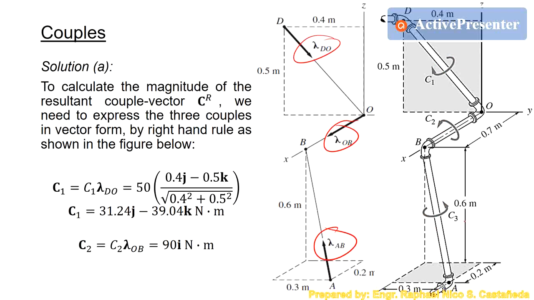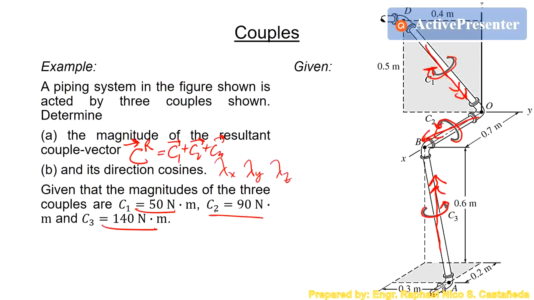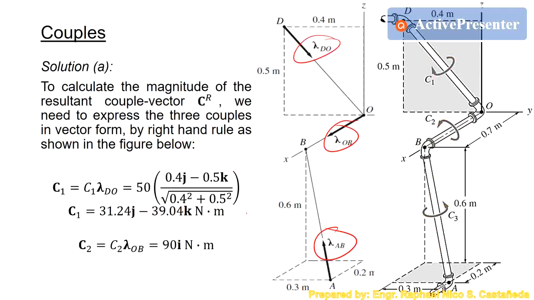So if we want to get the vector representation of the three couples, C1, C2, C3, we use the common formula, which is C in vector form equals magnitude times the unit vector. So for C1, we have a magnitude of 50. Then the unit vector of C1 is positive 0.4j and minus 0.5k in meters, then divided by its magnitude. So we have this one.